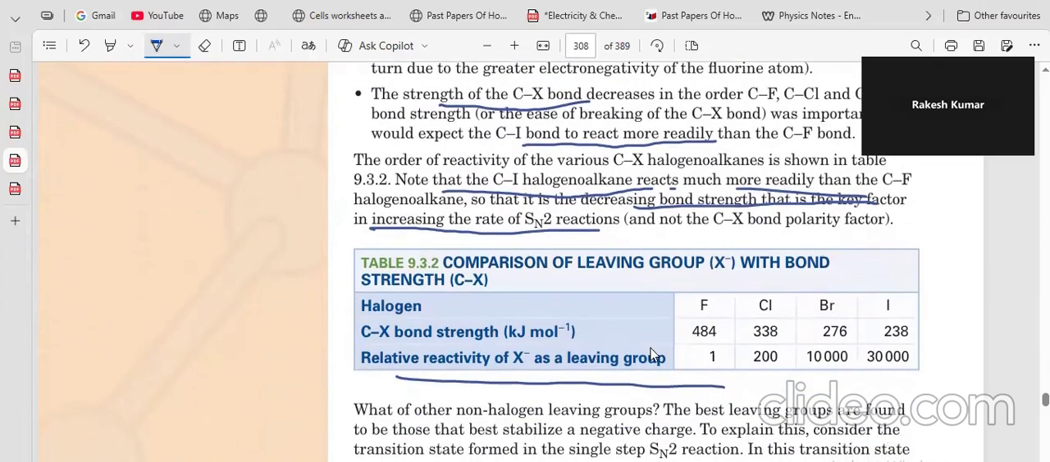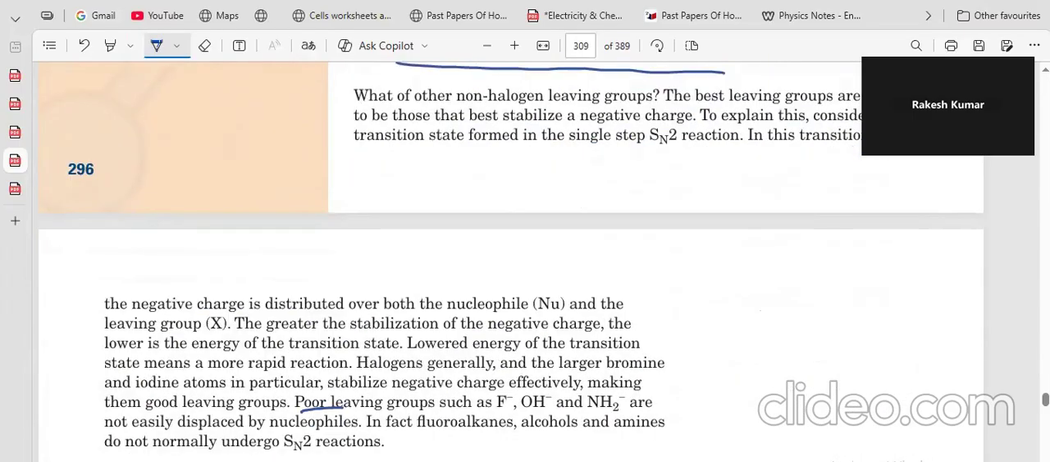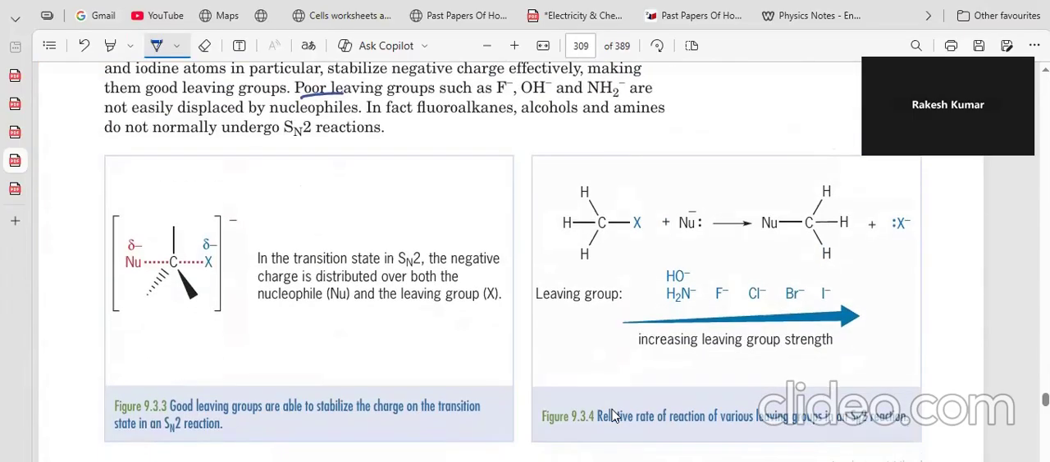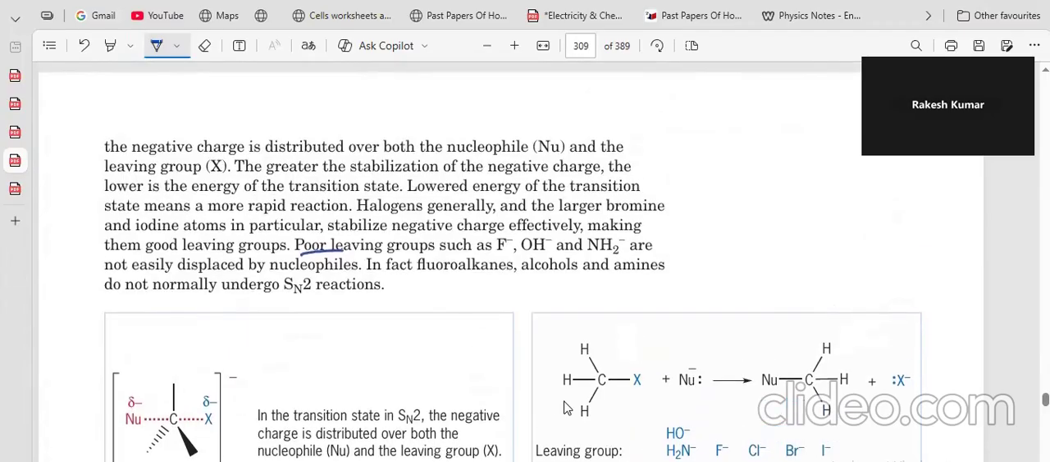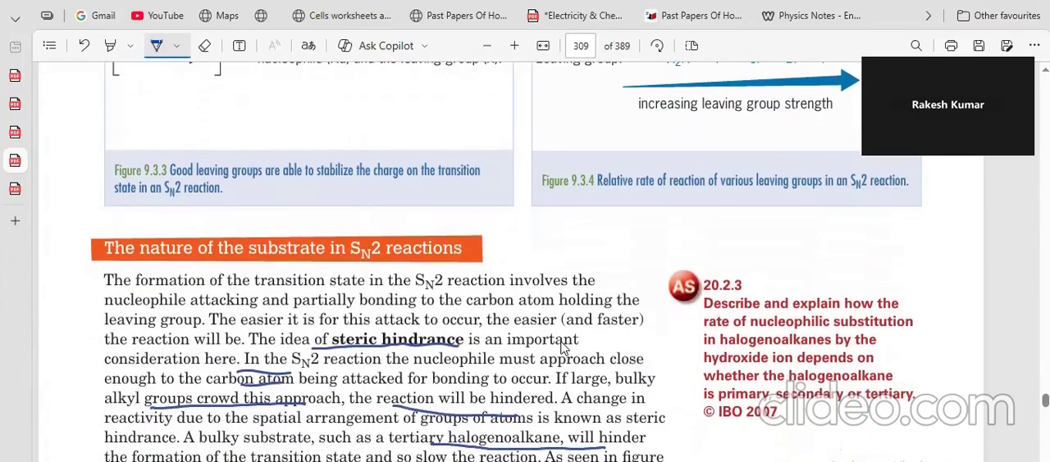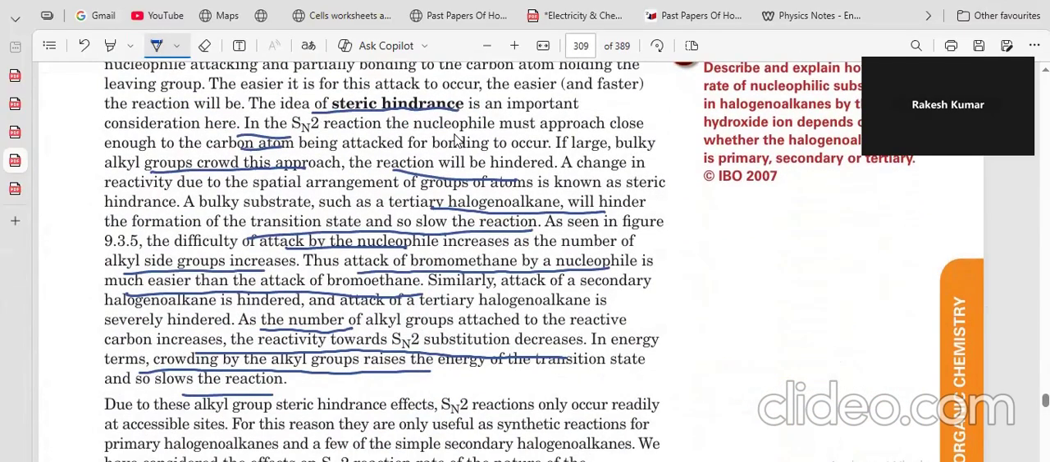Then the nature of the leaving group, like the bond strength. If the bond strength is less, the relative reactivity is higher. Iodine is a big atom, so the bond is weaker. So this is more reactive by comparison. This is the leaving group. So first was nucleophile nature, then the leaving group, then comes the substrate. The substrate is more about steric hindrance.